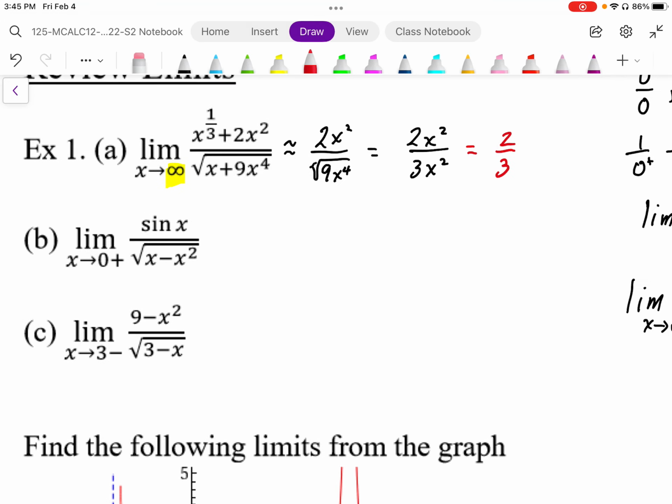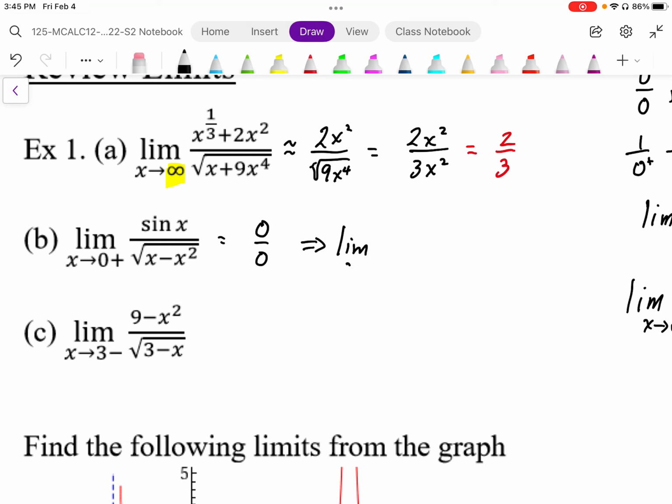For b, when I plug in the limit, I end up with 0 divided by 0. This is a condition where I can use L'Hopital's. So I'll use L'Hopital's first. I've got my condition, 0 over 0, and using L'Hopital's, I'm going to differentiate.